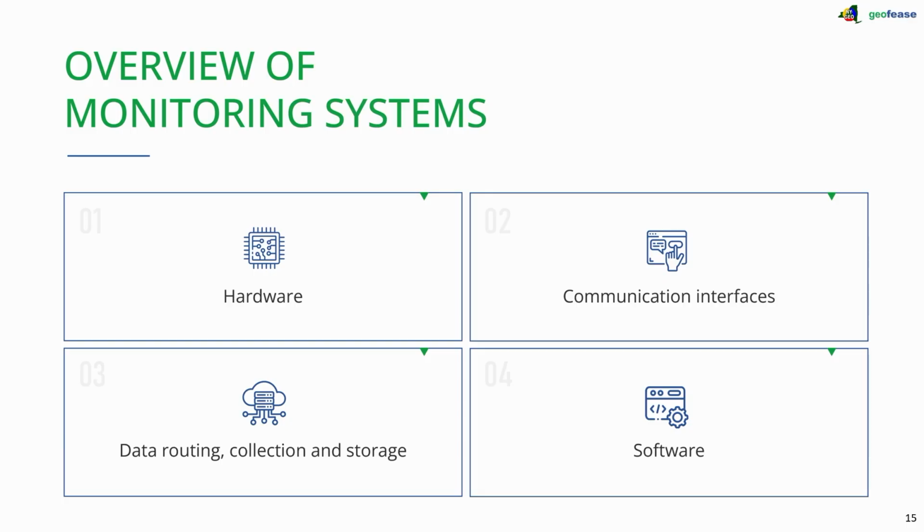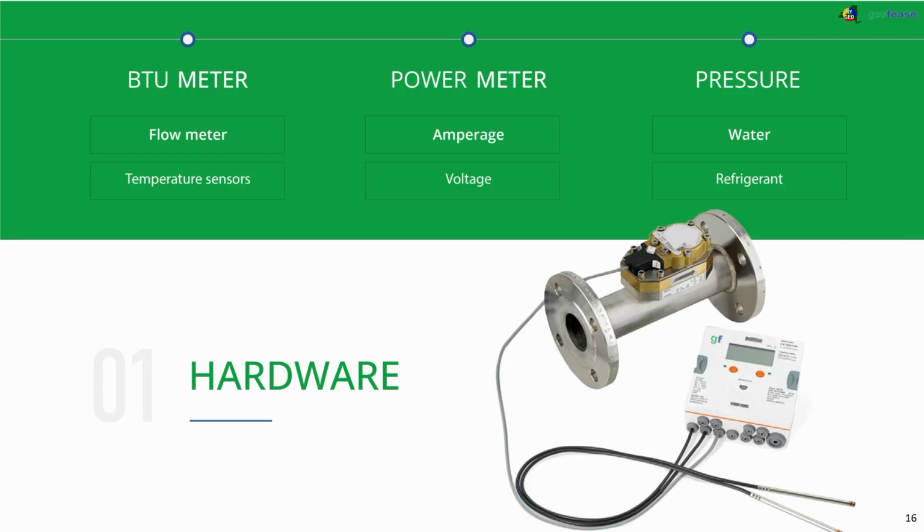So for hardware, BTU meters are quite common in ground source heat pump systems. A BTU meter is a flow meter and temperature sensors. We also have power meters for the electrical energy. Since we're electrifying, it's important to understand the kilowatt hour consumption of our equipment. That involves amp clamps, and you need to understand the voltage as well. Amperage and voltage, you get your kilowatt hours.